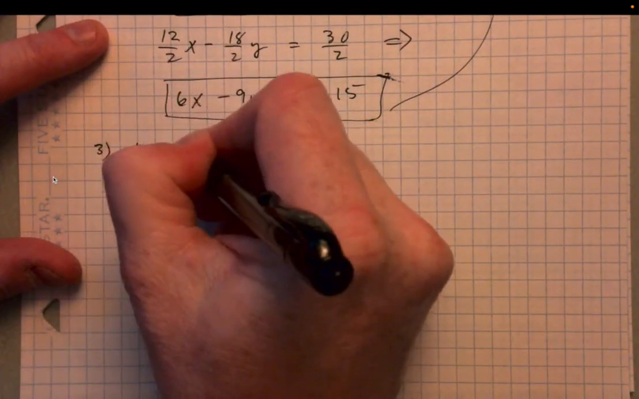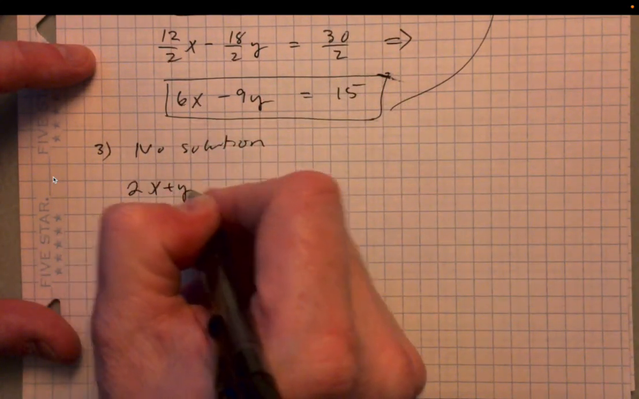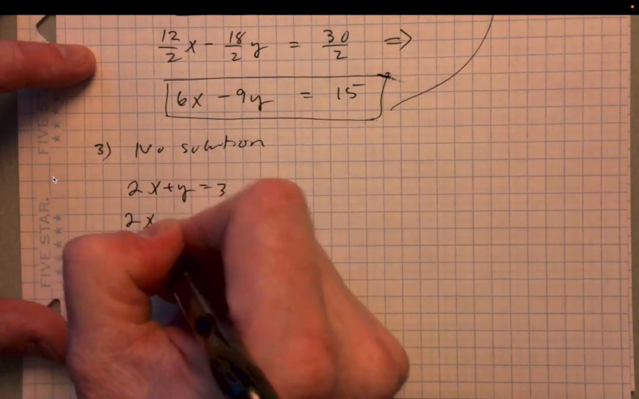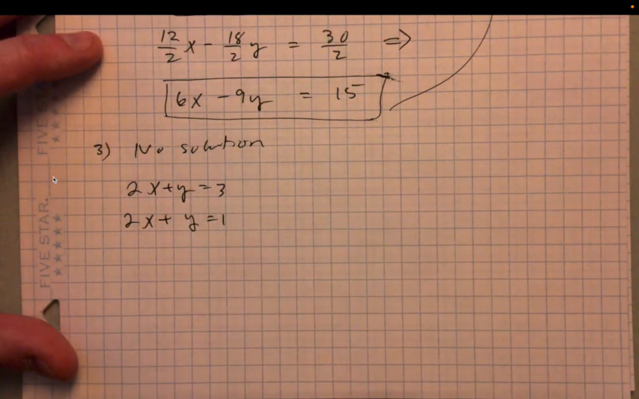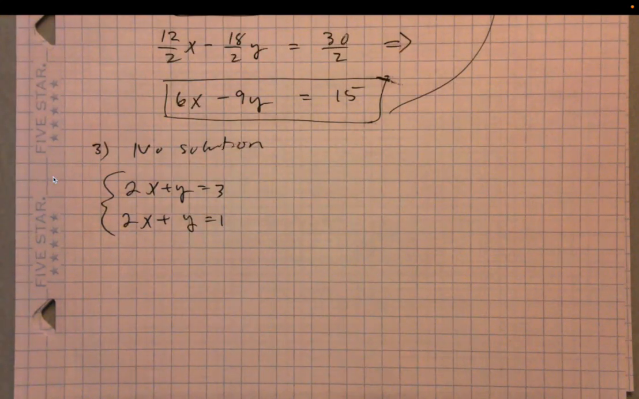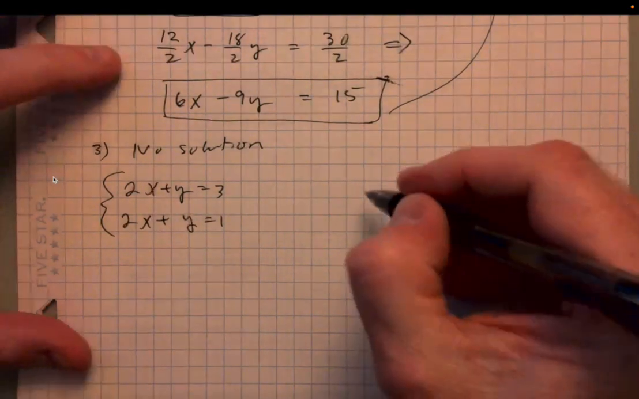So no solution. An example of that would be 2x plus y equals 3, and 2x plus y equals 1. That's a system. You might be able to see that there's something funny here, because the left-hand side of the equation is identical, the right-hand side is the only difference. And that right-hand side represents the y-intercept. So you basically have the same line shifted up.